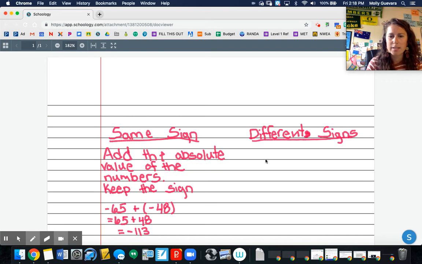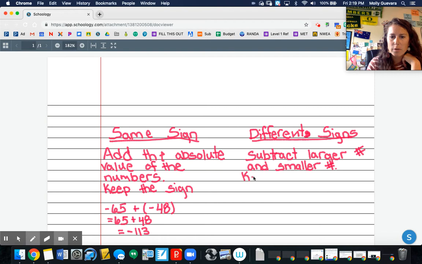Okay, so if we have different signs, like one's positive and one's negative, what we're going to do is subtract the larger number minus the smaller number, ignoring signs, so ignoring whether it's positive or negative. We can use the pound symbol for a number. So we're going to subtract the larger number and the smaller number.